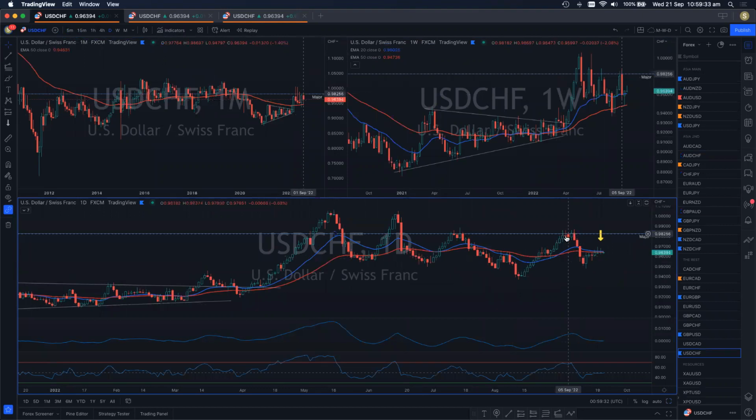Kiwi Swiss, so we've had this pullback, this breakdown, a pullback to the daily 50, and it's trying to get through it 1, 2, 3 times, and maybe today's the day. So looking for a short trade on here.